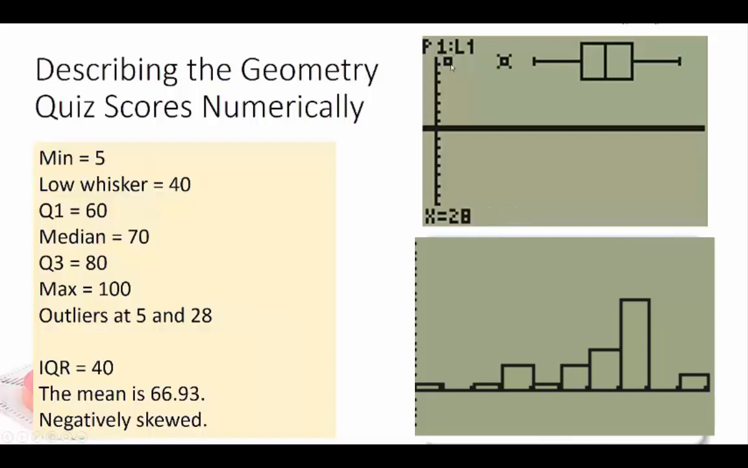I do have the outliers at 5 and 28, and I happen to know that the average from the data is 67. These guys are pulling down the average, so that's why the mean is lower than the median. So we would say that this is negatively skewed.